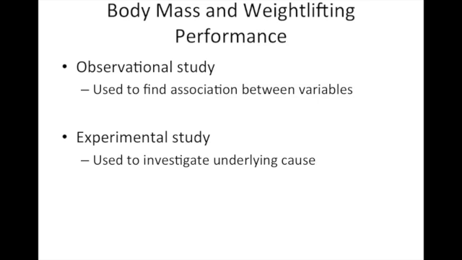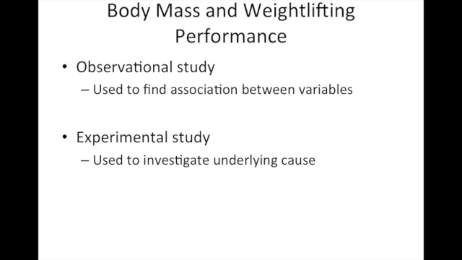So we can exemplify this by looking at body mass and weightlifting performance. An observational study would gather data on body mass from participants in a weightlifting competition and plot that data against their weightlifting total. And that would allow us to find any association between the two variables. However, it would not allow us to determine a cause and effect relationship, as it is possible that any correlation between those two variables is actually due to the common influence of another variable.